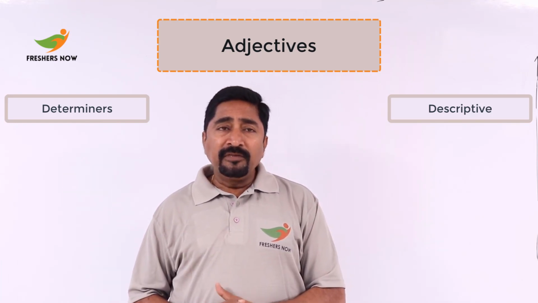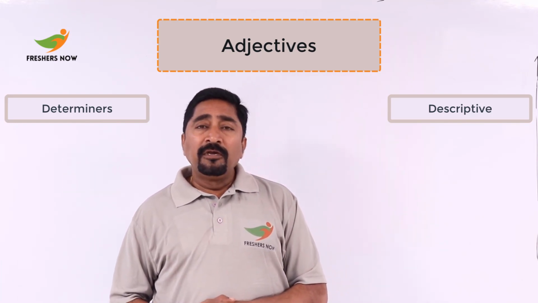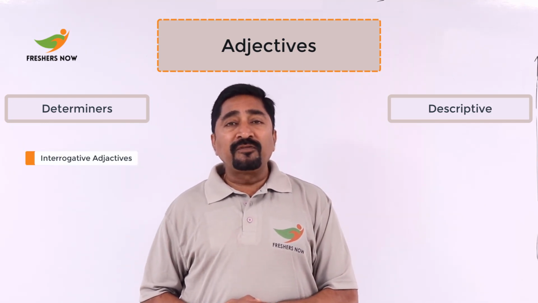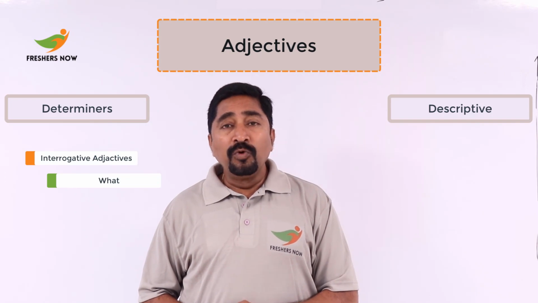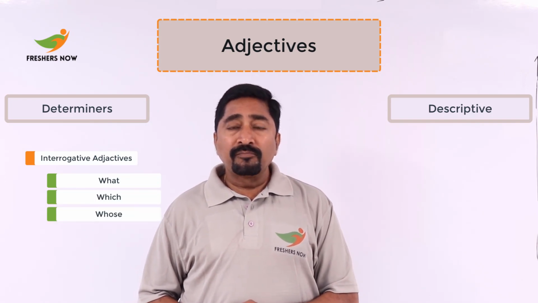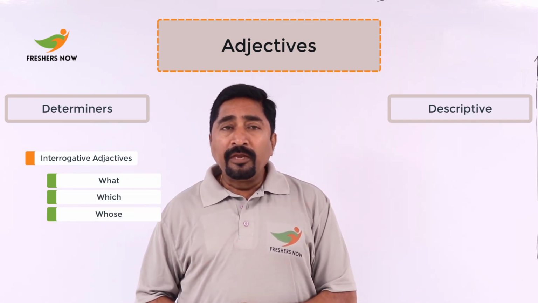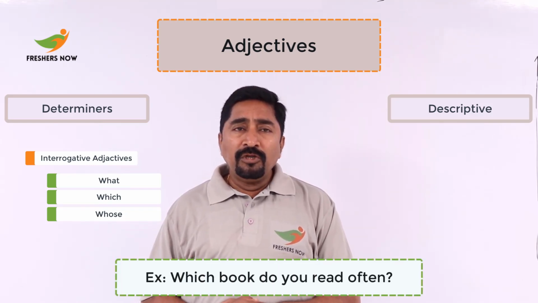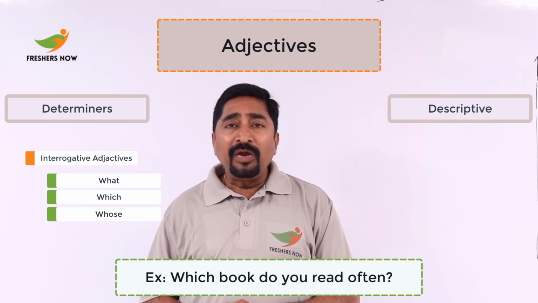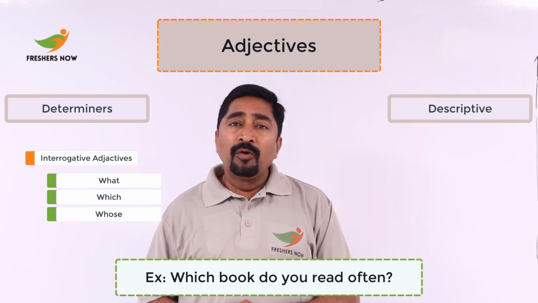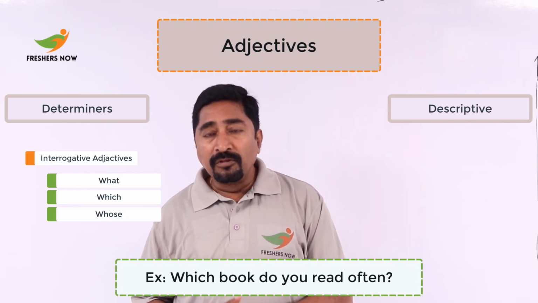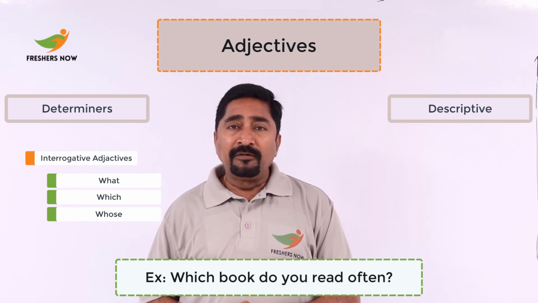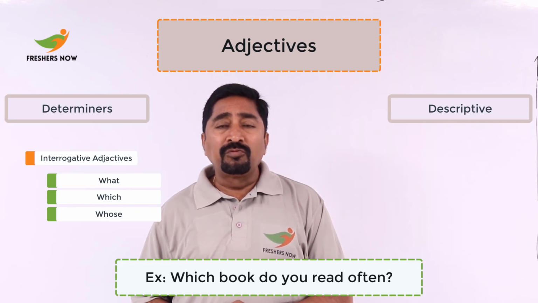And the next one we can say about is interrogative adjectives. The interrogative adjectives are what, which, whose. So we can use, for example, which book do you read quite often? Of all the books there, which book in specific do you ask about? That is, which is an interrogative adjective.